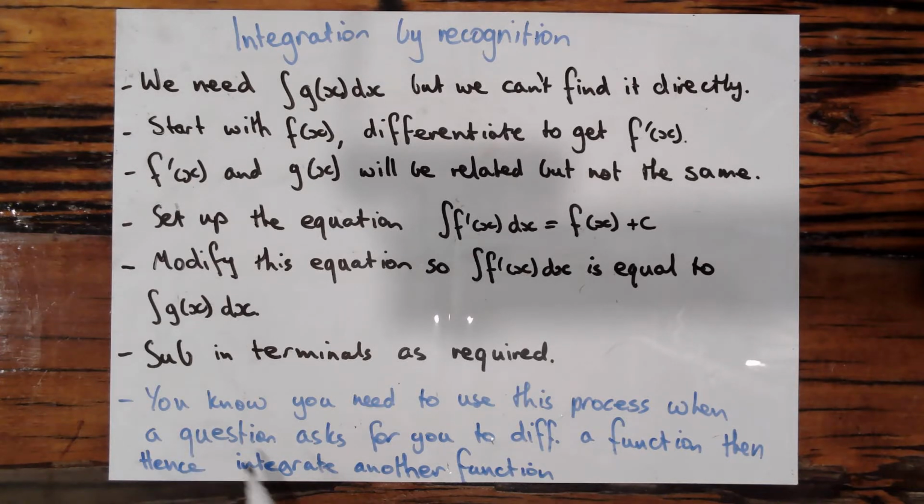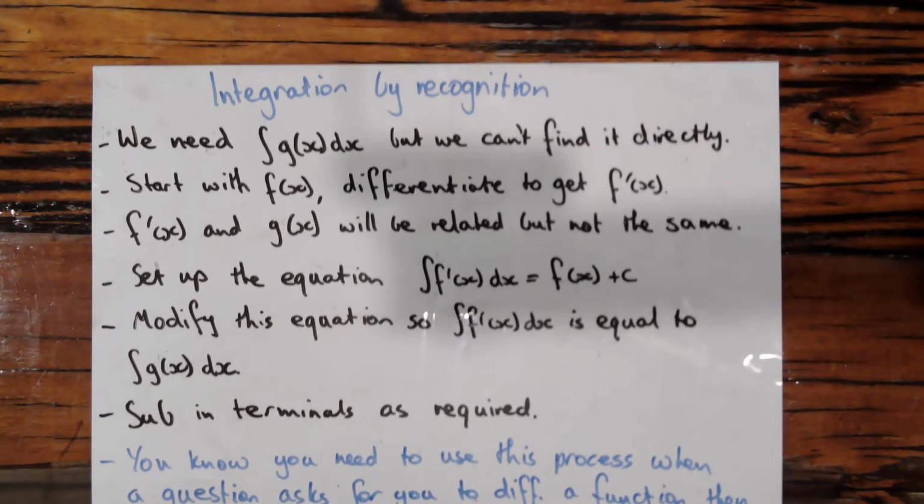You know that you need to use this process when a question asks you to differentiate a function and then hence integrate another function. That's the key term that you're looking for. It's differentiate a function, then hence integrate another function. You might be able to spot that they're related before you start. Let's have a look at a couple of worked examples here.